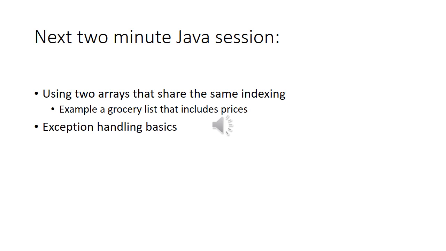The next 2-minute Java lesson will be an example that shows creating a program that has 2 arrays that share the same index. An example of this type of approach would be a grocery list like the one that we just created here, but a separate price list. So item number 1 on the grocery list has the price of item number 1 on the price list. After that, I intend to record a session that will have to do with exception basics. So the exception handling basics that are built into Java.